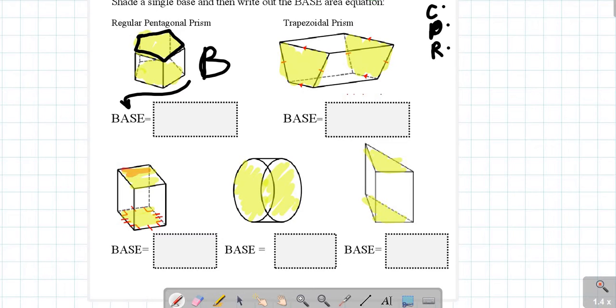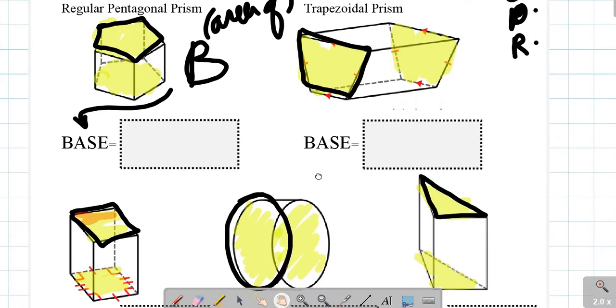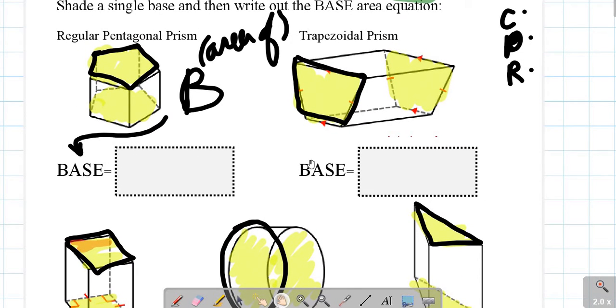Now, super important, on the next page, when I write capital B, that capital B always means the area equation of that base, which changes depending on the shape. That's super important. You understand that on the next page. The idea of base always means area of. So capital B. I'm going to go over these area equations. I'm not sure what you have or haven't covered in your class.